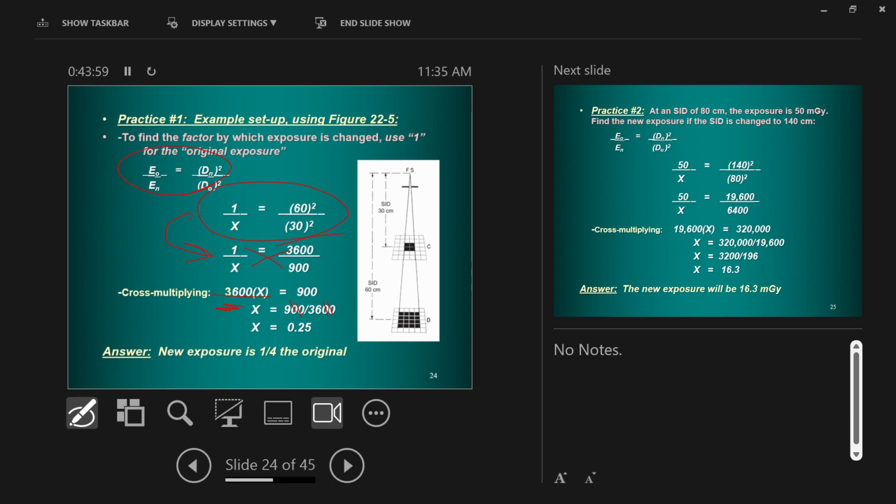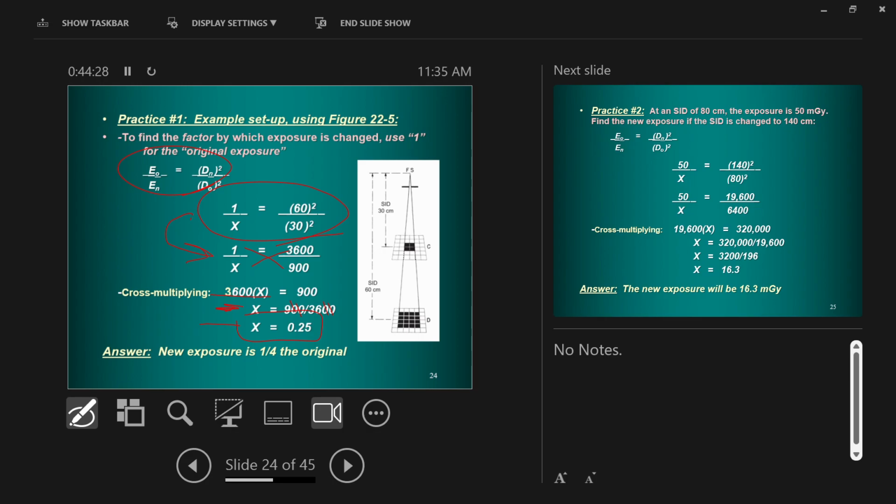I still can't necessarily in my head solve 9 over 36. You might know that 9 goes into 36 4 times, okay? That would tell you it's 1/4, but don't worry so much about that. Just take your phone, take 9 divided by 36, and it'll tell you the answer is 0.25, okay? So x equals 0.25, 25%, 1/4, okay?